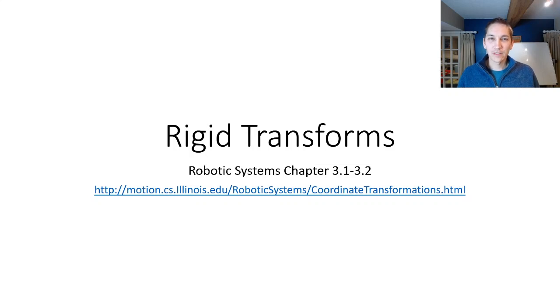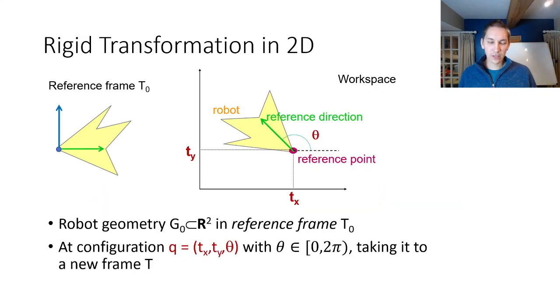Hello everyone. Today we're going to be talking about rigid transforms. These are subjects that are going to be covered in robotic systems, chapters 3.1 to 3.2. We're going to start by talking about two-dimensional rigid transformations.